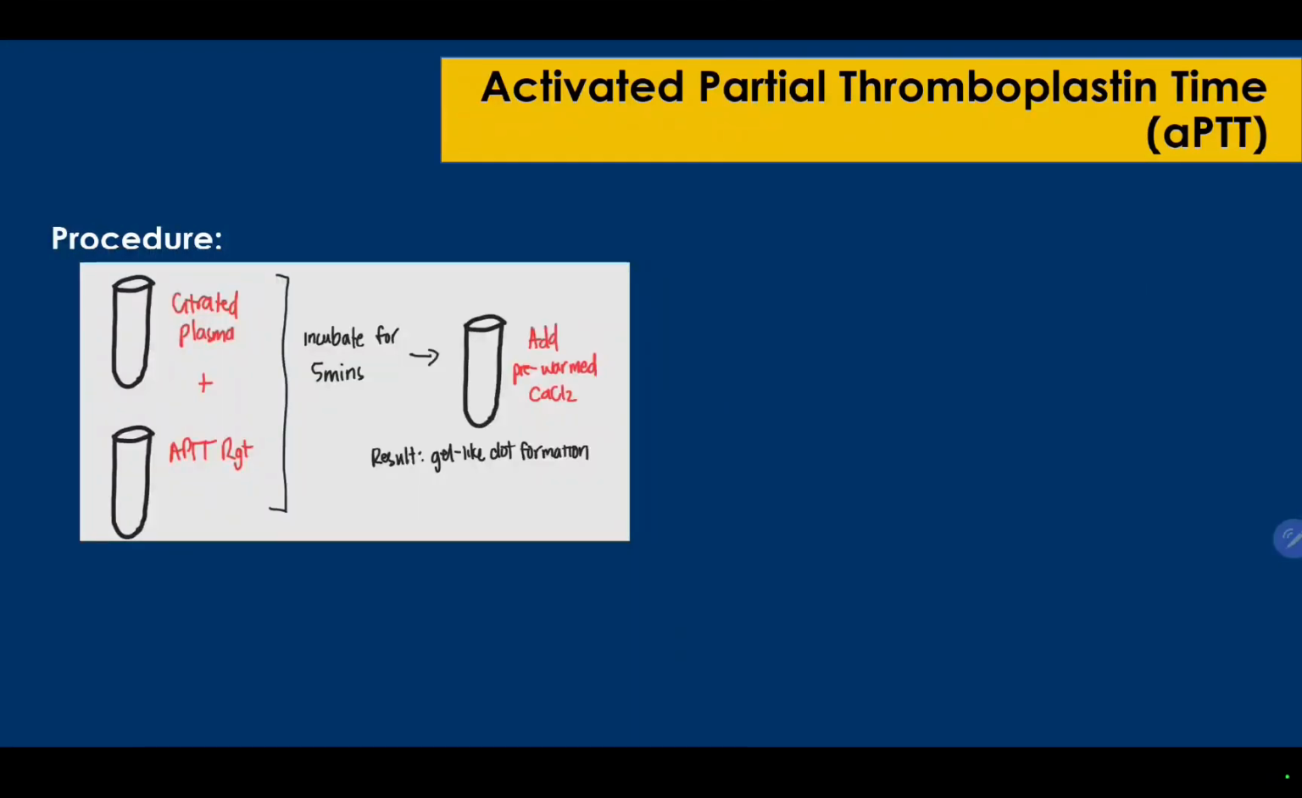For the procedure, the patient's plasma is added to reagent 1 or the APTT reagent and is then incubated at 37 degrees Celsius for 5 minutes. Afterwards, the addition of the second reagent or the calcium chloride solution is done and the time for the clotting to occur is then recorded. Same procedure is done for the controls. It is recommended to use 2 controls per run of the test.